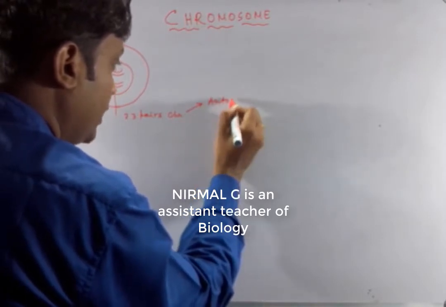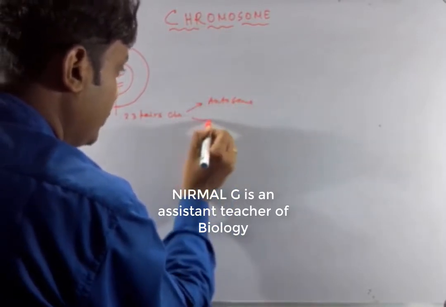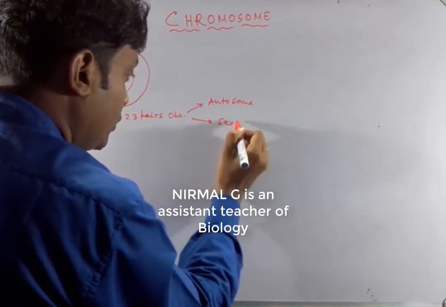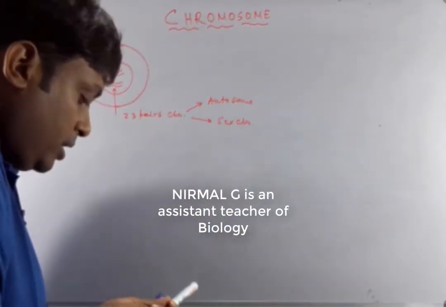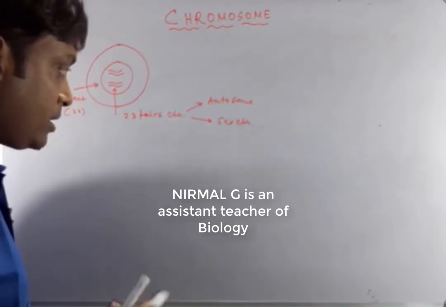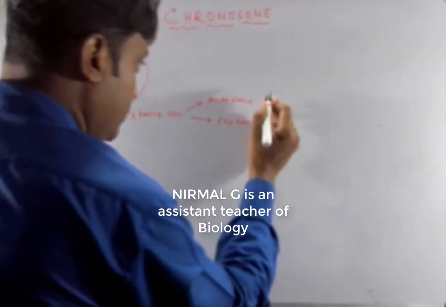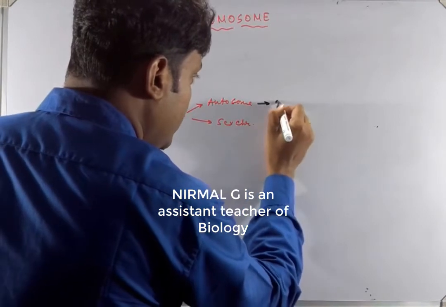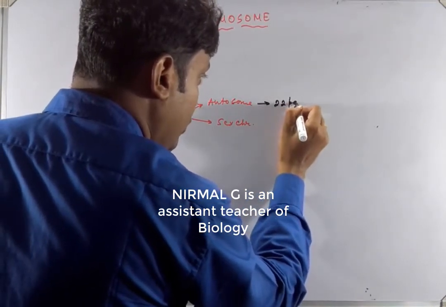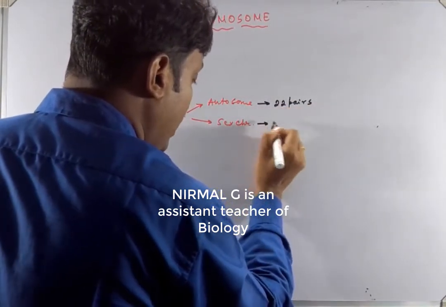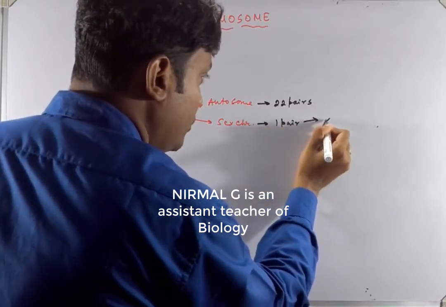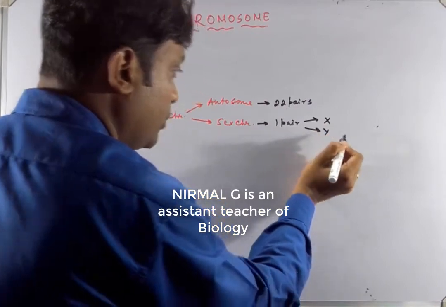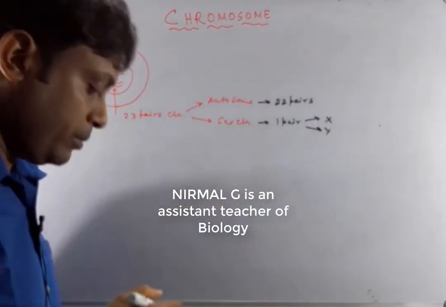These chromosomes are of two types: autosomes and sex chromosomes. 22 pairs are autosomes, and one pair is sex chromosome. And the sex chromosome is of two types: the X chromosome and the Y chromosome.